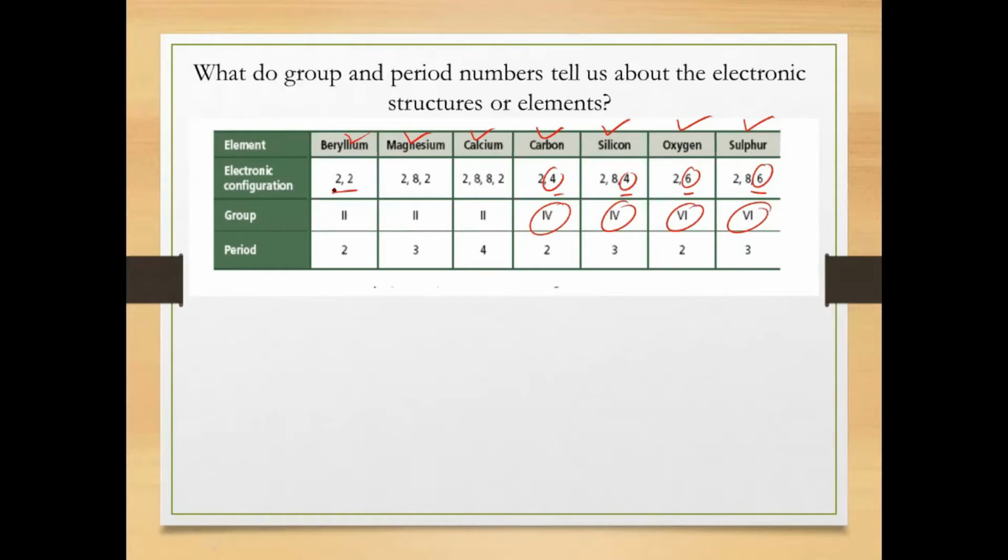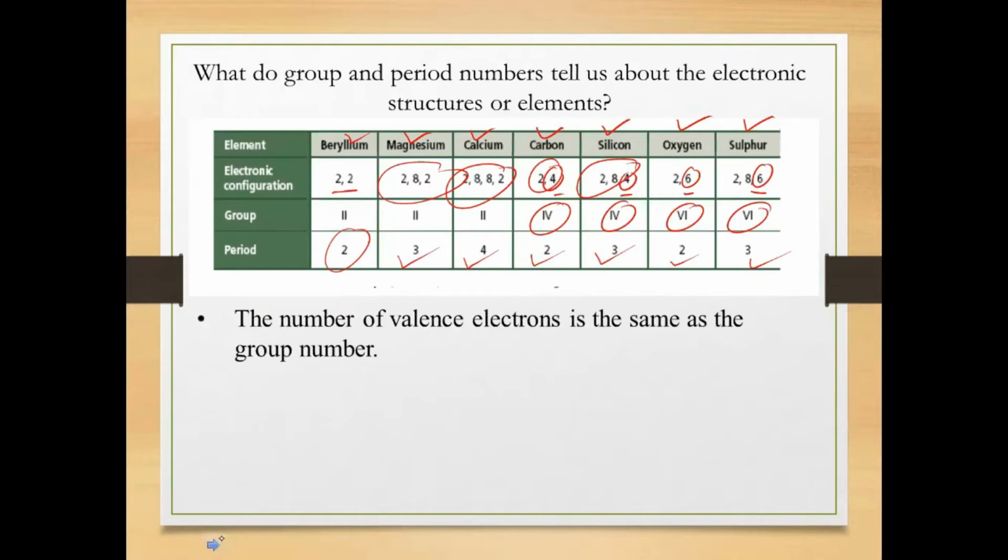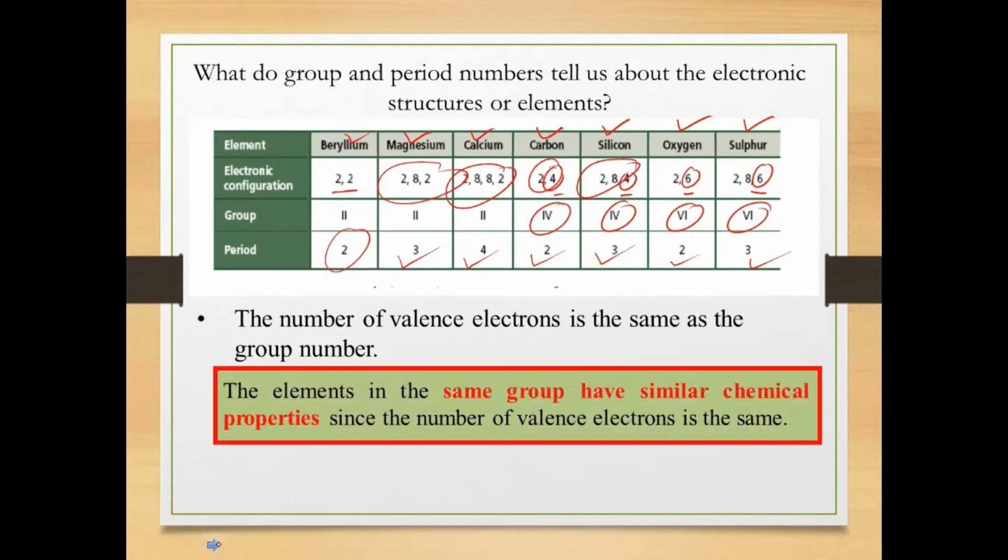Then period. Period can be identified by the number of shells occupied. So in beryllium, you can see over here 2, 2. That means only 2 shells are occupied by beryllium. That means it is present in the second period. Then magnesium occupies 3 shells. That means it belongs to the third period. Calcium occupies 4 shells. That means it belongs to the fourth period. Again, carbon occupies 2 shells. It is of the second period. Silicon occupies 3 shells. It is of the third period, and so on.